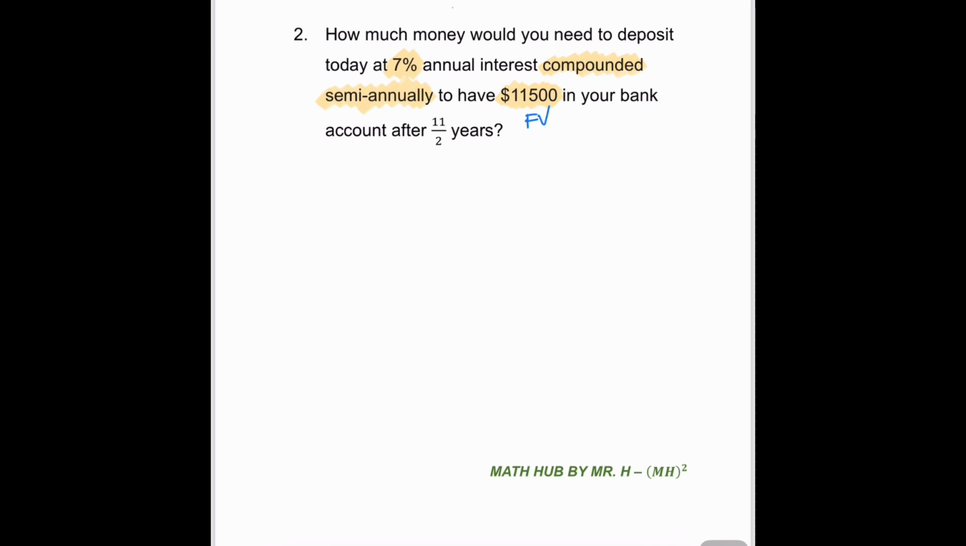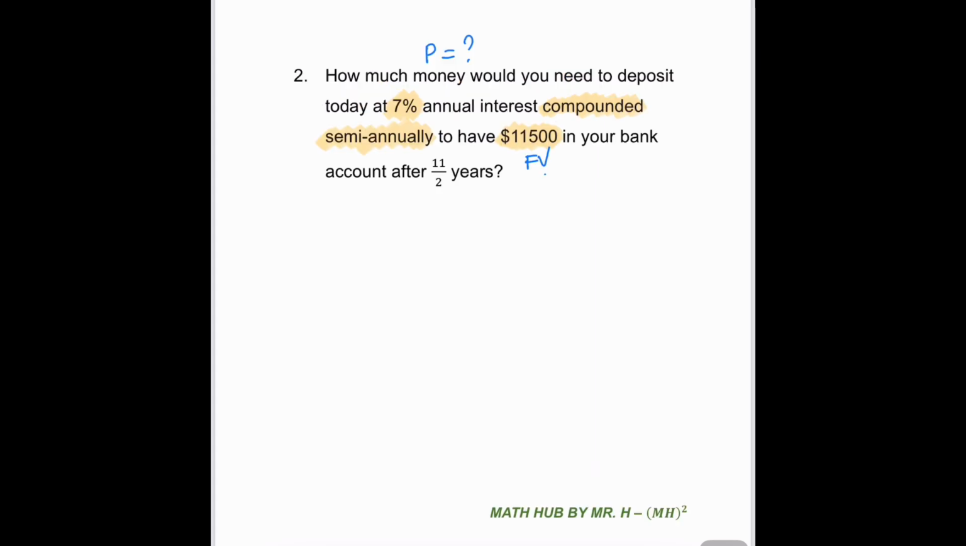And if you go back to the very first part of the question, it says, how much money would you need to deposit today? So that means that the present value or the principal amount is missing. You were given the future value, and also the time period or the number of years will be 11 over 2 years.